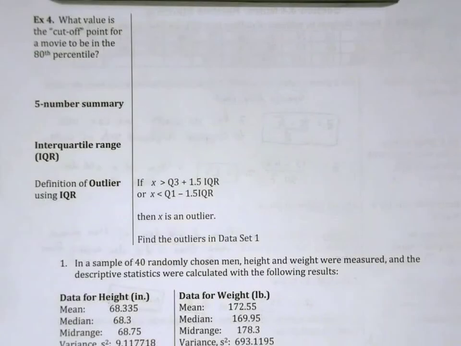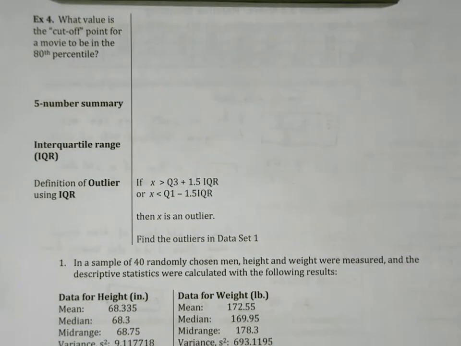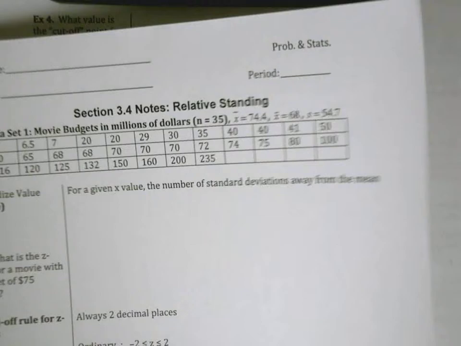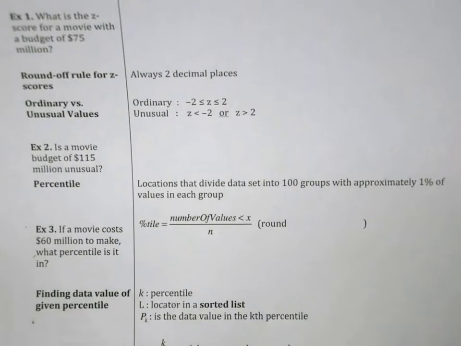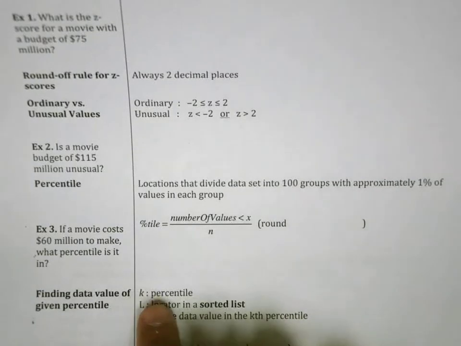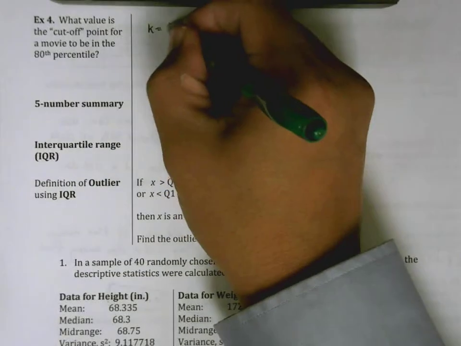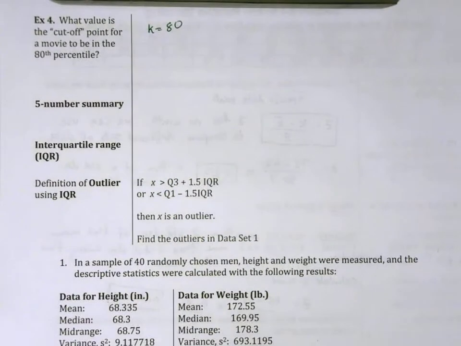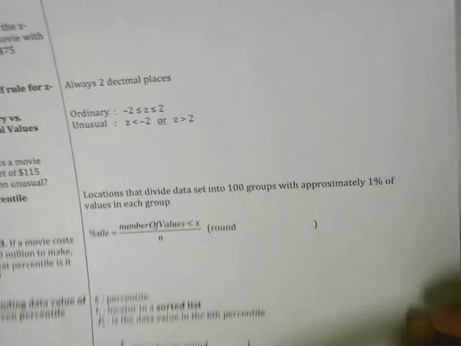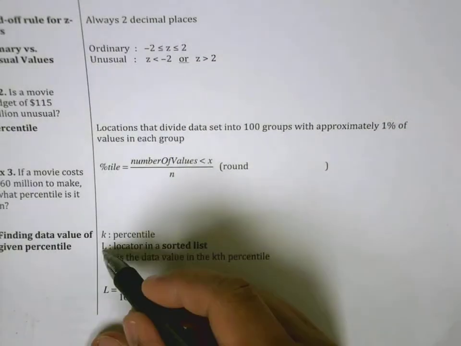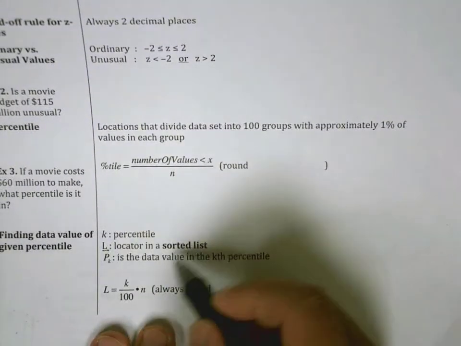Alright, so let's look at an example. What value is the cutoff point for a movie to be in the 80th percentile? In other words, if I want to be in the 80th percentile, how much money does that movie have to make? So we can apply our definitions here. K is the percentile. So in this case, K is equal to 80. L is the locator in the sorted list, and we're going to use this formula here to find L.